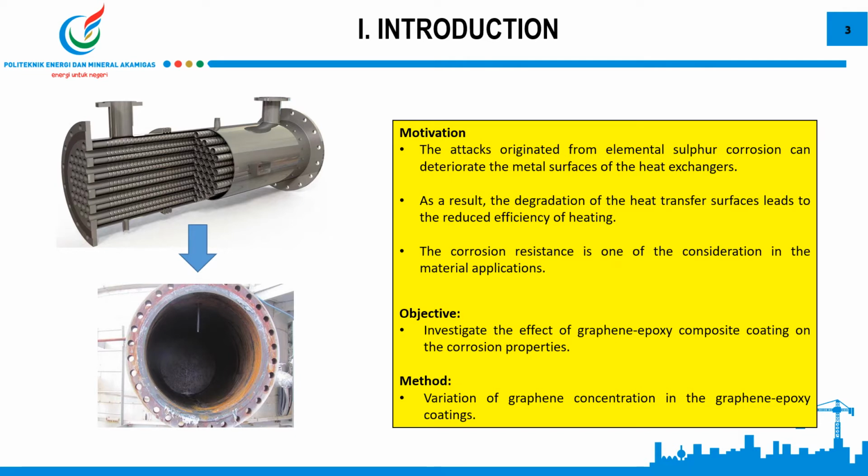The objective of this work is to investigate the effect of the graphene epoxy composite coatings on the plate carbon steel corrosion properties. This is conducted by varying graphene concentration in the graphene epoxy coatings.